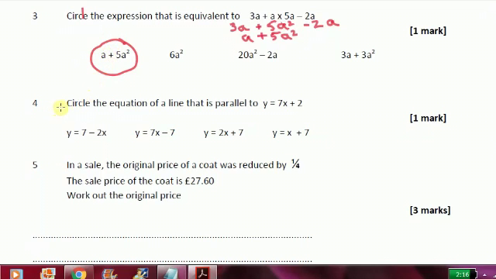Question number 4. Circle the equation of a line that is parallel to y equals 7x plus 2. Parallel, another way of saying that is that they should have the same gradient. And the gradient of any straight line from the equation is given by the coefficient of x, the number in front of x. So in this case it's 7. So we just have to look for another line, minus 2 there, 7 there, 2 there, and 1 there. So the only one with the same gradient is that one, gradient of 7.